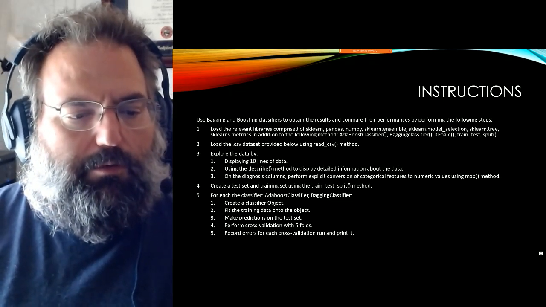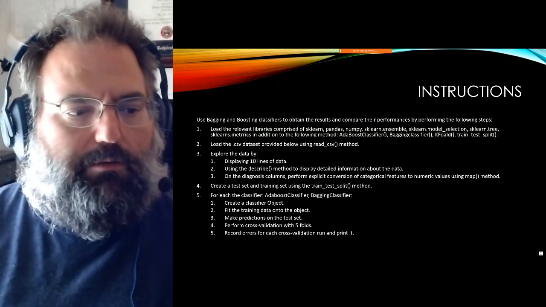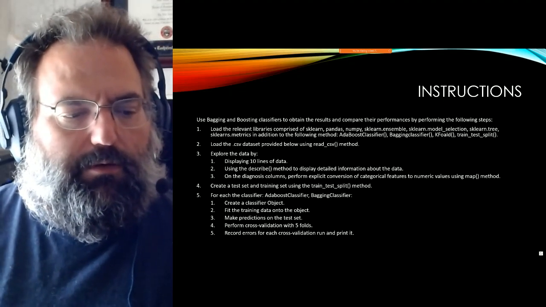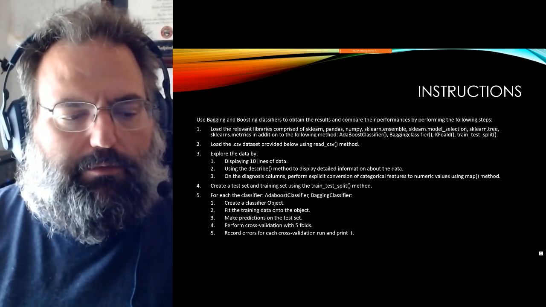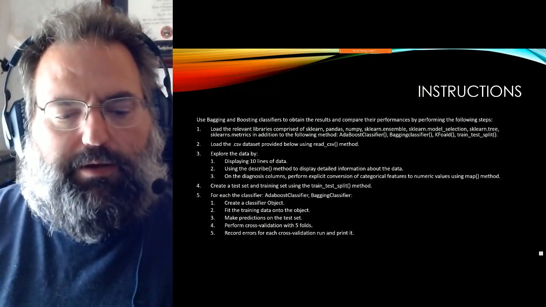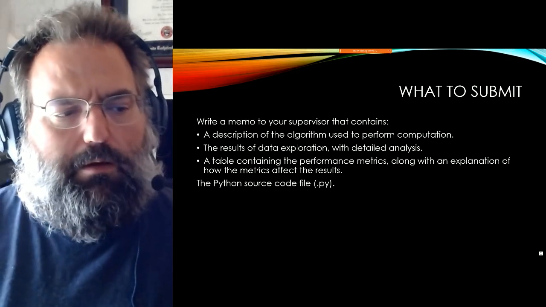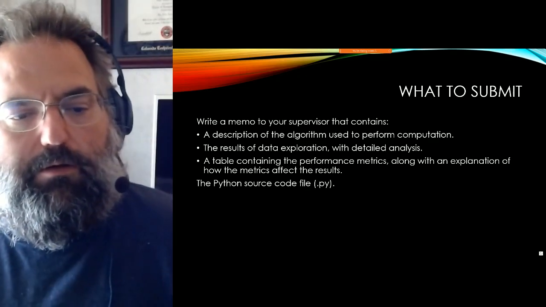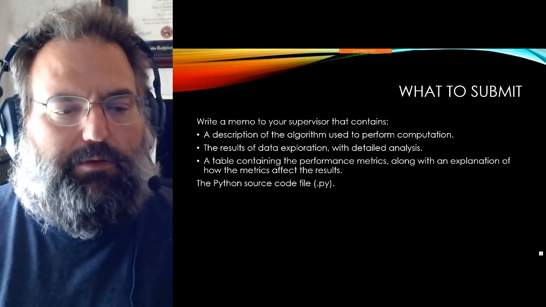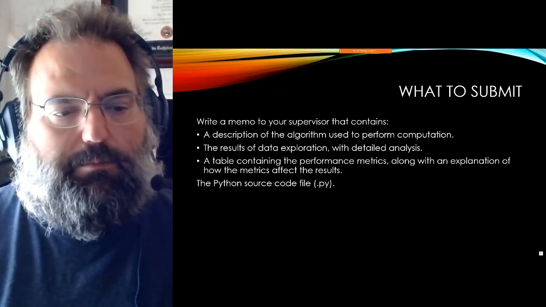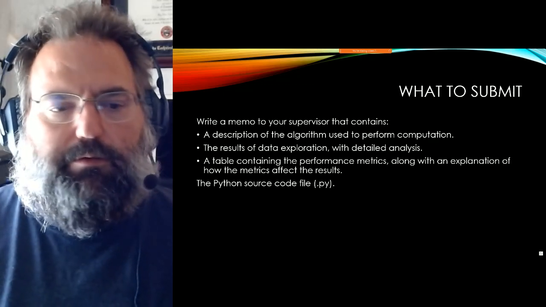And then for the bagging, the AdaBoost and the bagging classifier, for each one of those, create a classifier, fit, make predictions, perform cross-validation with 5 folds, and record errors for each cross-validation run and print it out. Then, taking that information, write a memo that includes a description of the algorithms used to perform this computation, the results of data exploration with detailed analysis, and a table containing the performance metrics, along with an explanation of how the metrics affect the results, and obviously your source code.